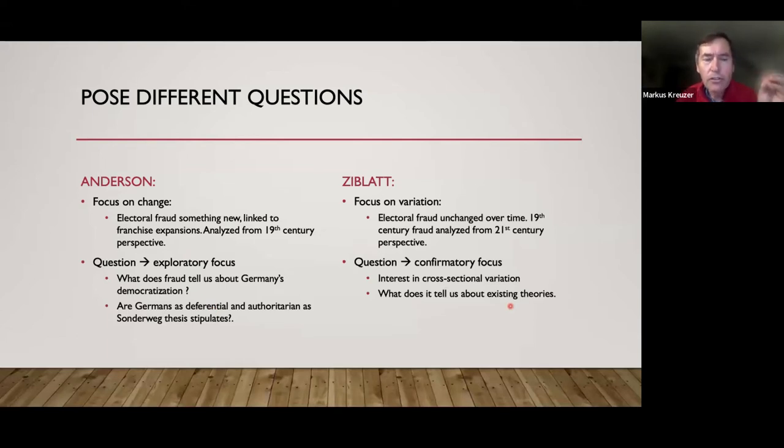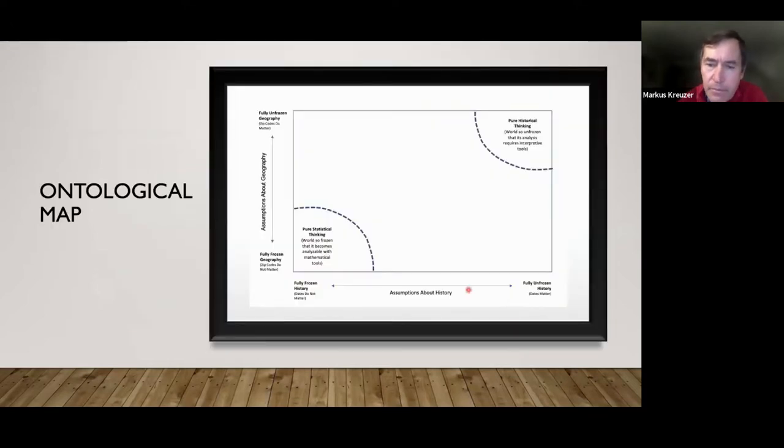So let me now zoom out from these two examples and see whether we can generalize a little bit more broadly about what the key characteristics are of historical thinking. And the way I would like to do this is with this ontological map. So what you have here is historical thinking in this corner, and then its counterpart statistical thinking in the other corner. And the way we can think of these two different modes of social inquiry is in terms of the assumptions they make about history and geography.